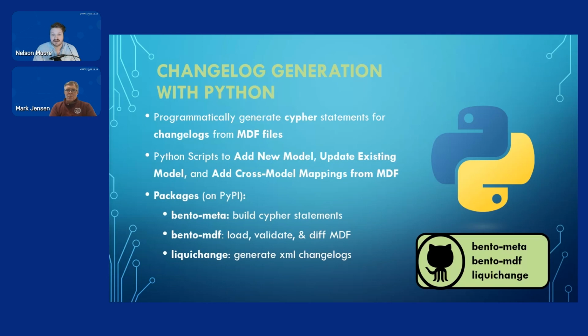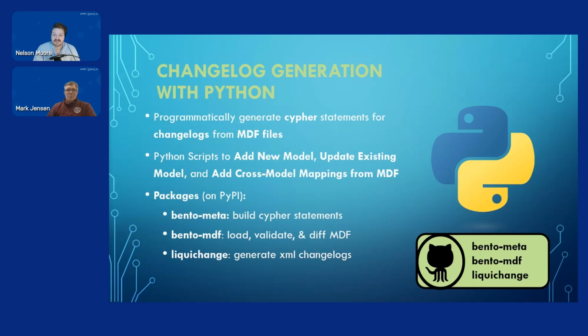And Bento Meta is one of these that lets us provide object representations of property graph-based data models such as MDB in Python. And it's also the home for our scripts that generate these change logs with the custom Cypher queries that we use to make changes that we need to make in the database.